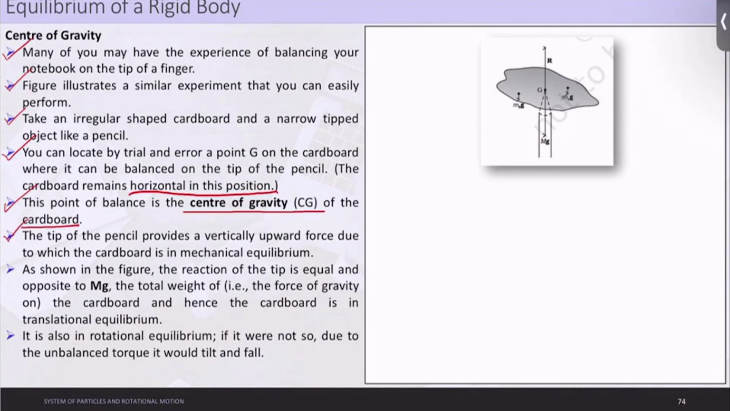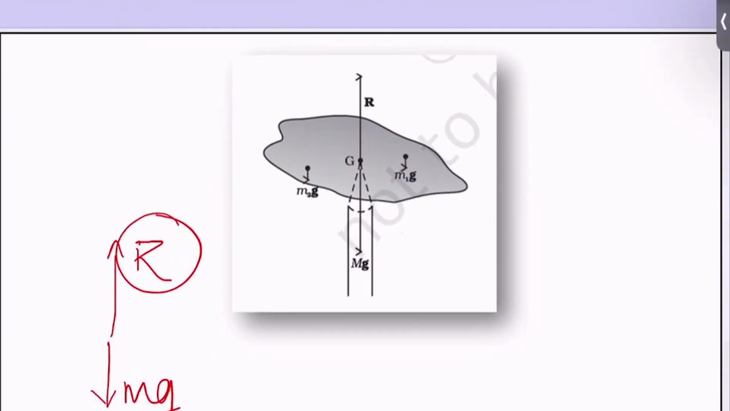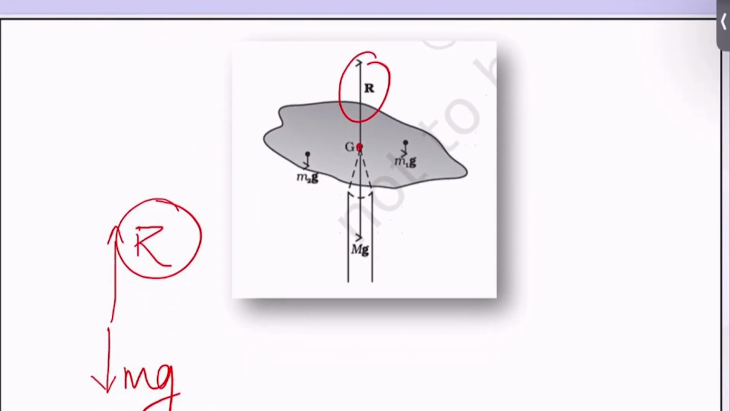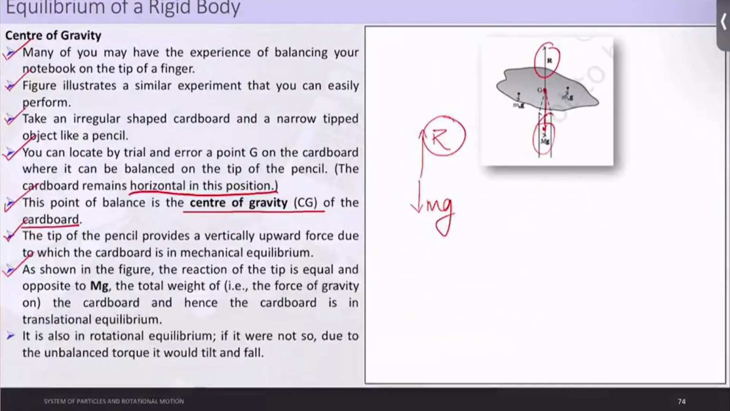Okay. The tip of the pencil provides a vertically upward force due to which the cardboard is in mechanical equilibrium. So basically I just explained it like this. Let us say this is R and this is mg. So this is the force due to your pencil. As shown in the figure, you can clearly see that the reaction of the tip is equal and opposite to mg. Fine. What is mg? Capital M into small g is basically the total weight, that is the force of gravity on the cardboard, and hence the cardboard is in translational equilibrium.